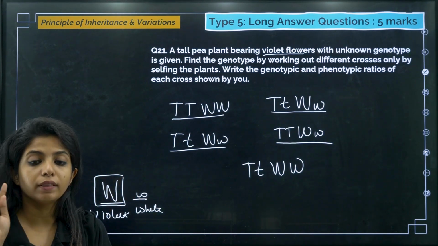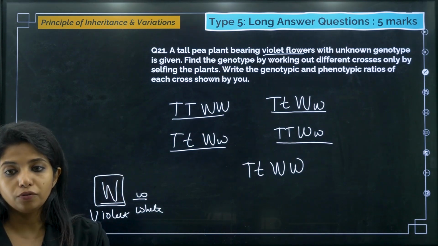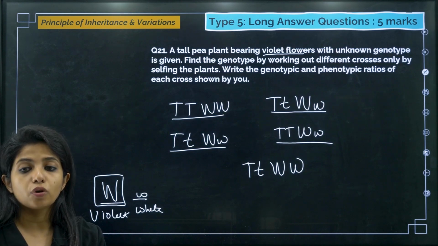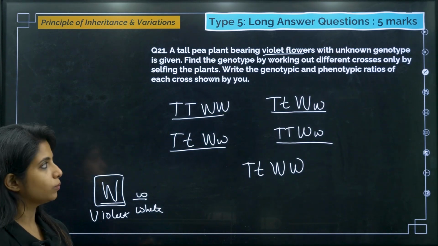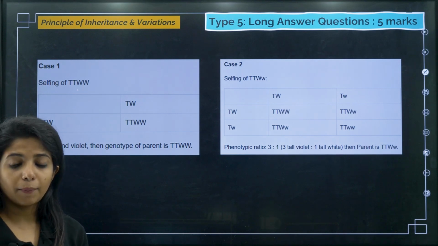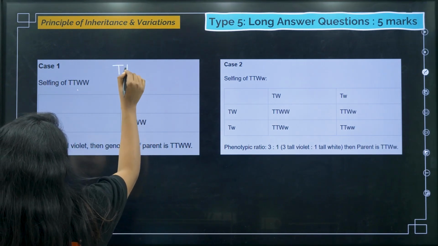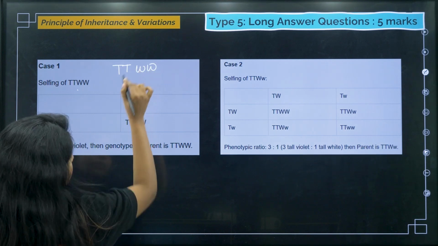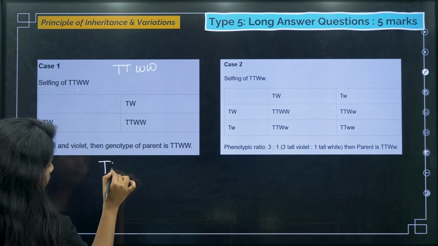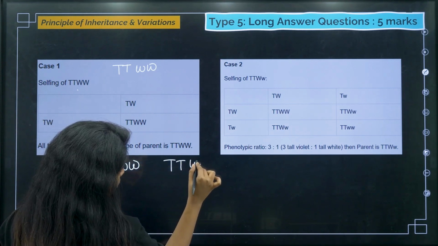So you can do one thing only, that is selfing. You can do selfing and then try to find what the genotype is. Write the genotypic and phenotypic ratio of each cross that is shown by you. So, to make your life easy, first case is capital T, capital T, capital W, capital W. So over here, the plant is having capital T, capital W. This is one parent, this is another parent, children.